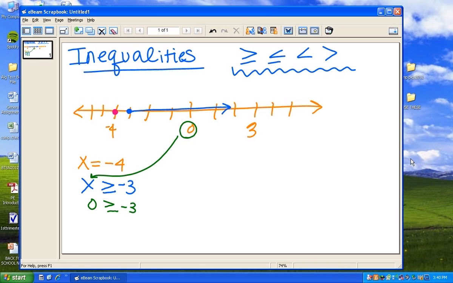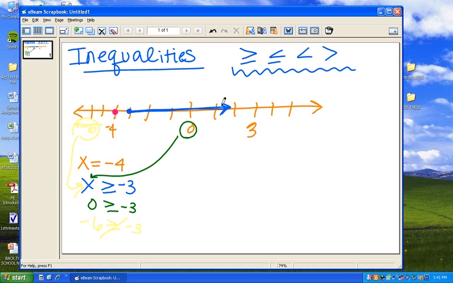Now we can also test a point on the other side, and we should. What if I wanted to test -6? Take that number and plug it in for x. Is -6 greater than or equal to -3? No, it is not. And therefore, we do not shade on this side. We're not going to shade over here. That's why we put our blue line going to the right, because greater than was in this direction.